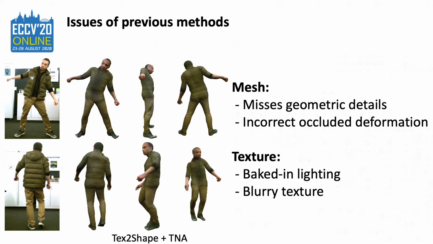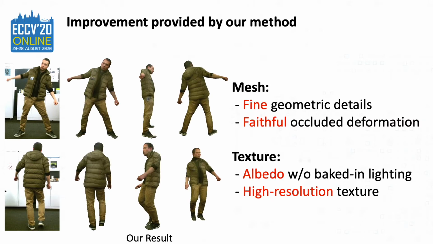Previous human reconstruction methods often generate the rough shape of the actor but miss some of the geometric details and often hallucinate incorrect deformation in occluded parts. The texture often includes baked-in lighting and is blurry due to small geometric misalignments. To address these issues, we introduce TexMesh, a novel framework to reconstruct both significantly higher quality mesh and textures from a real-world video. In this example, our result resolves these problems and shows correct jacket deformation and texture.